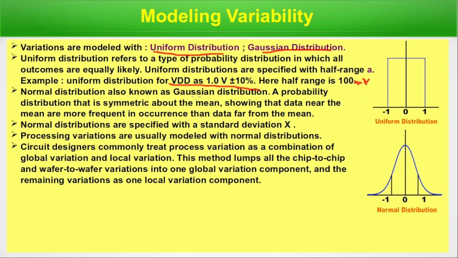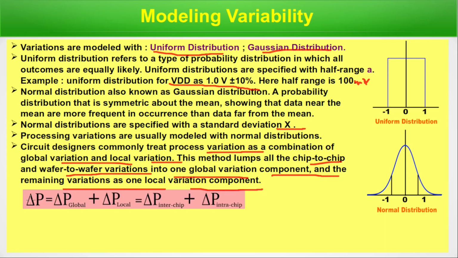Normal distribution, also known as Gaussian distribution, is a probability distribution that is symmetric about the mean. This is the Gaussian distribution, and it is specified with a standard deviation. Process variations are usually modeled with normal distribution, and circuit designers commonly treat process variations as a combination of global variation and local variation. This method lumps all the chip to chip and wafer to wafer variations into one global variation component, and the remaining variations are one local variation component, like this.